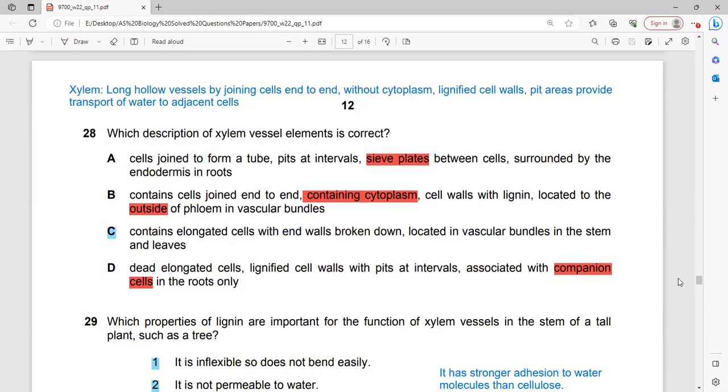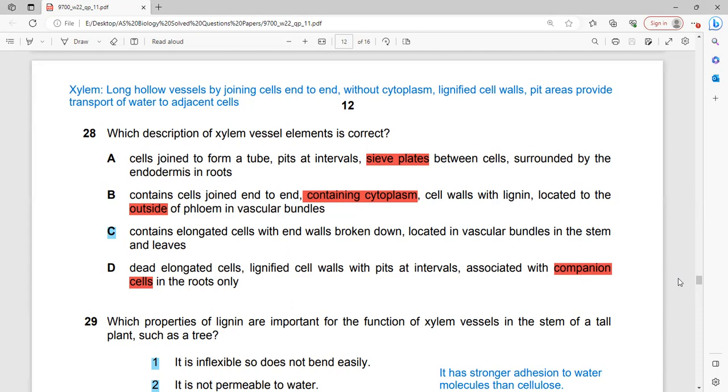Which description of the xylem vessel element is correct? So we need to know about the characteristics of xylem. Xylem vessels are different cells connected end to end, and the end wall disappears, making a long hollow vessel by joining the cells end to end. There's no cytoplasm because these are dead cells. There's a lignified cell wall to prevent the loss of water, and pits are present between the cells to provide adjacent transport.